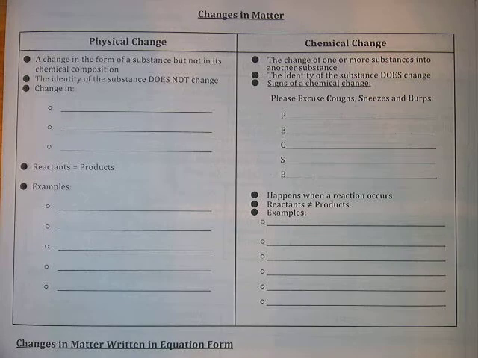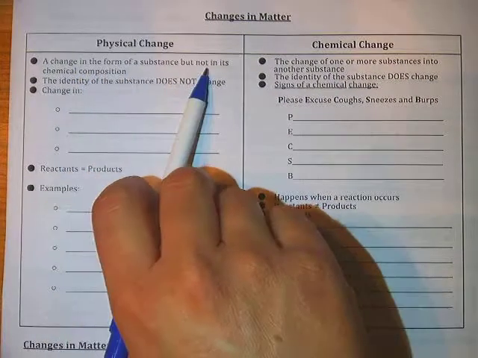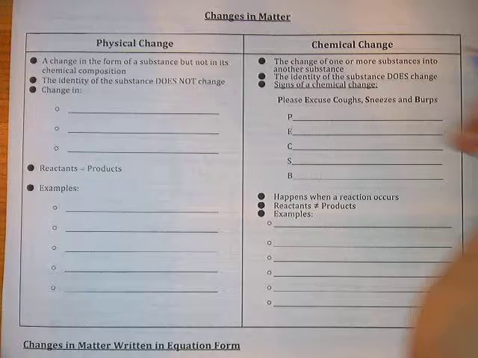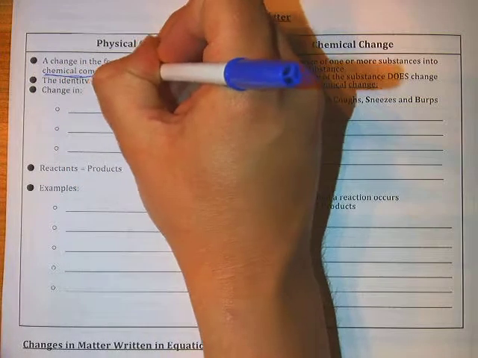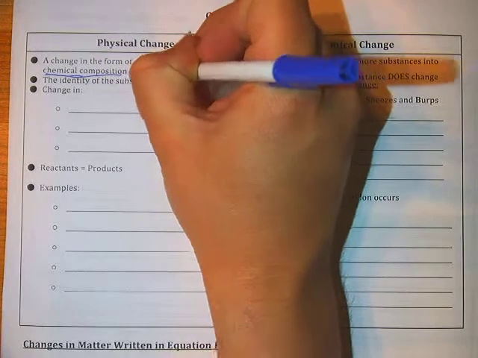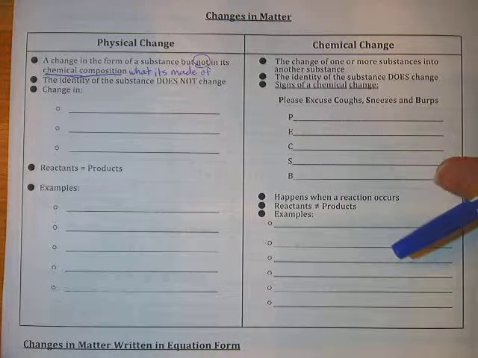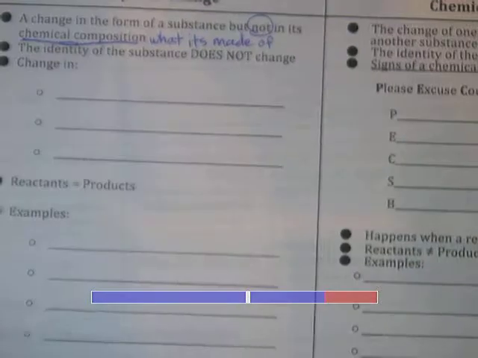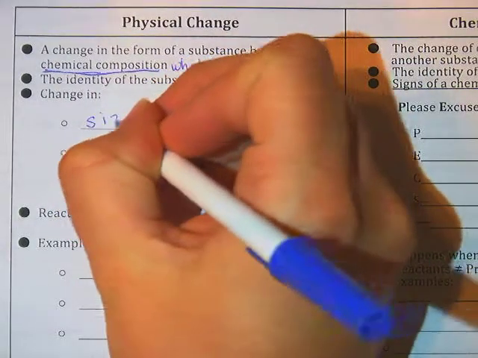We kind of went through some physical and chemical changes in the lab you did last class. We're going to do a little more in-depth coverage right now. A physical change is a change in the form of a substance, but not in its chemical composition, basically meaning not in what it's made out of. Not what it's made of. The identity of the substance does not change. So a physical change can be a change in size or shape.